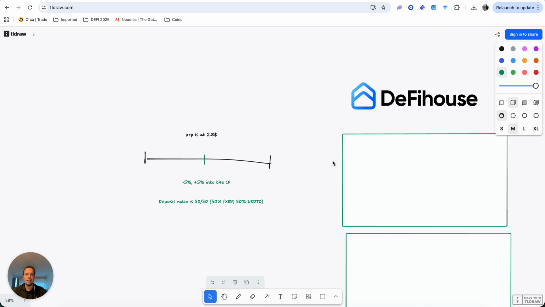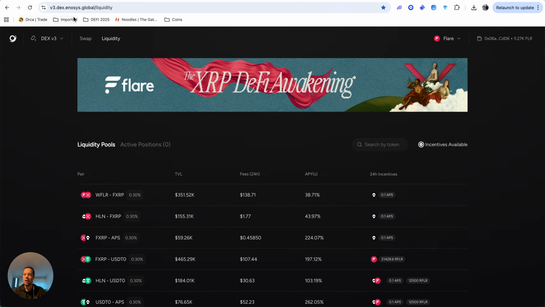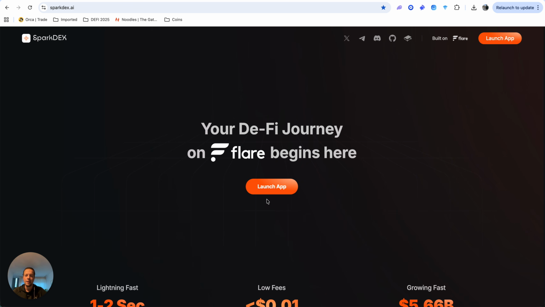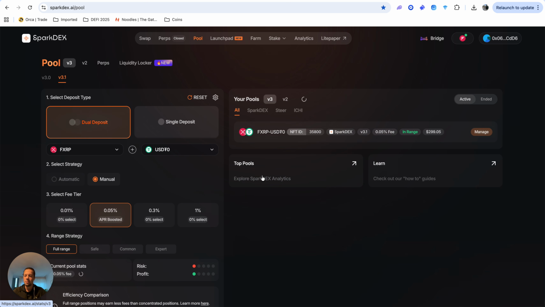So in this case, if we go to Enosis, which is a different decentralized exchange from SparkDex that I showed you before, SparkDex is still a very good DEX. I'm just playing around in two different places. As you can see, this position is still beautifully in range. I'm waiting for next week. I believe the FXRP minting caps will be increased October 1st, hopefully. So that's on Wednesday. We will see.